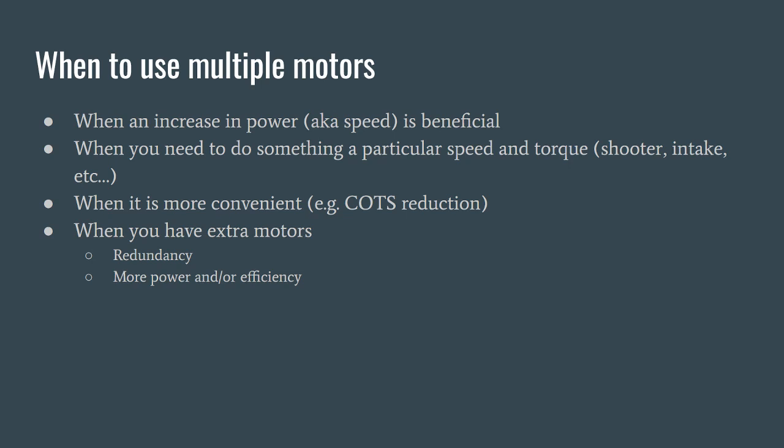Also, having extra motors can be nice because it can be redundant. So maybe you have a situation where if one of your motors dies, you're still okay. Or you can try to make your mechanism more powerful, so it does the thing faster, or you can make it more efficient. Because we saw the efficiency curve. If we have a lower percent stall torque, then our motor is more efficient, and you might want that for some reason.